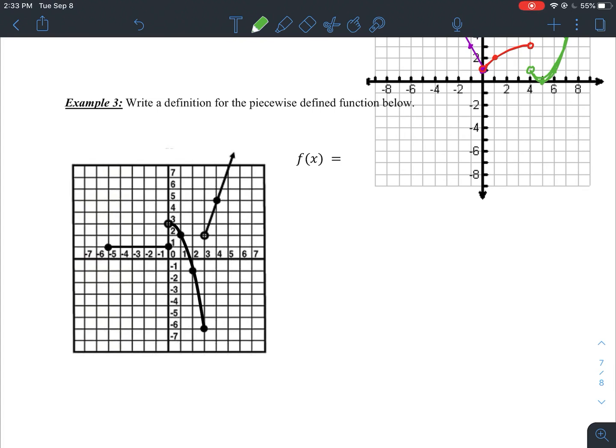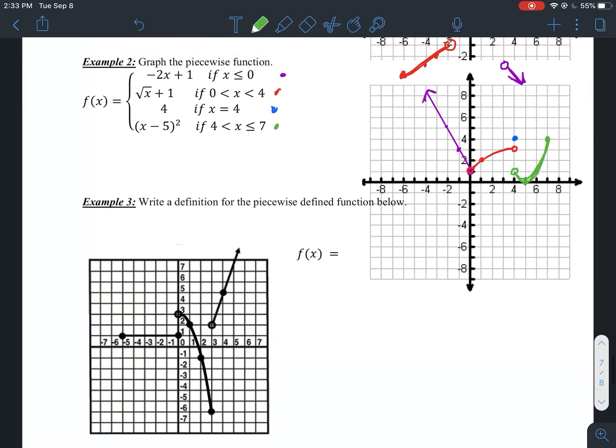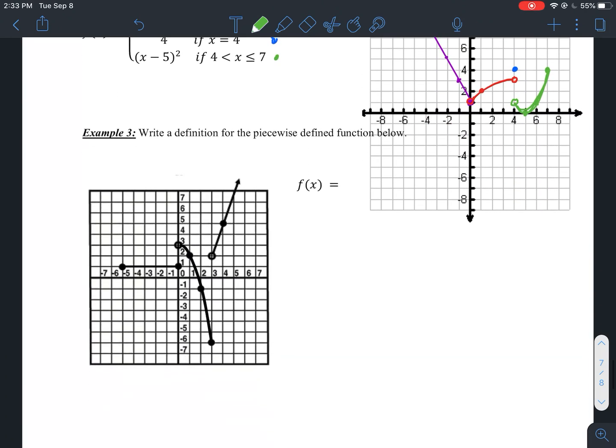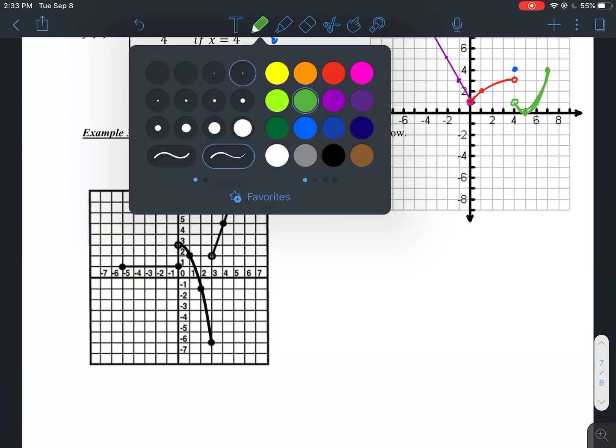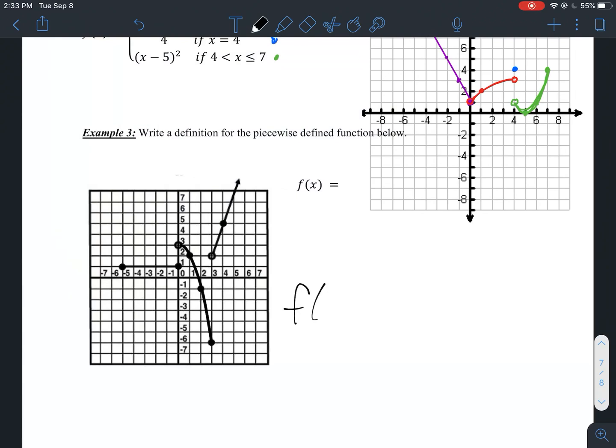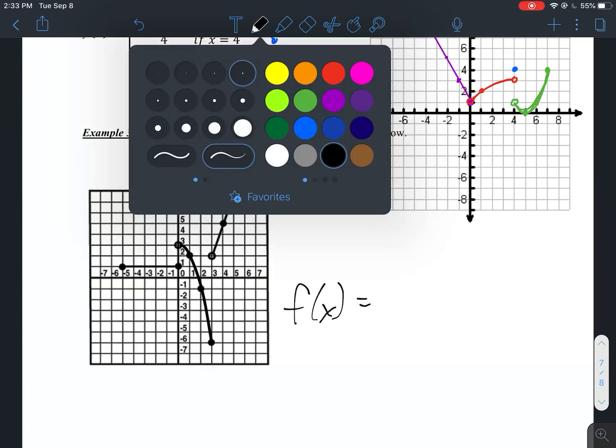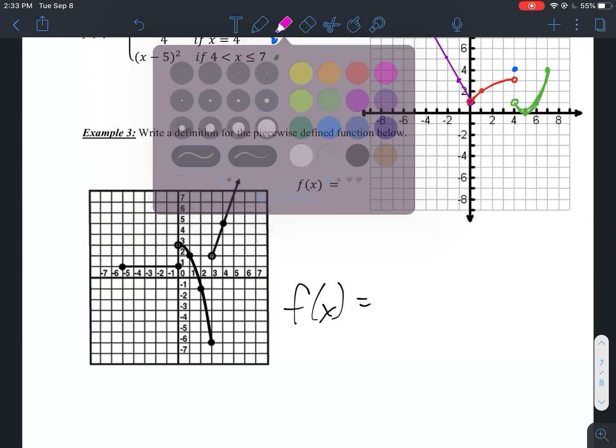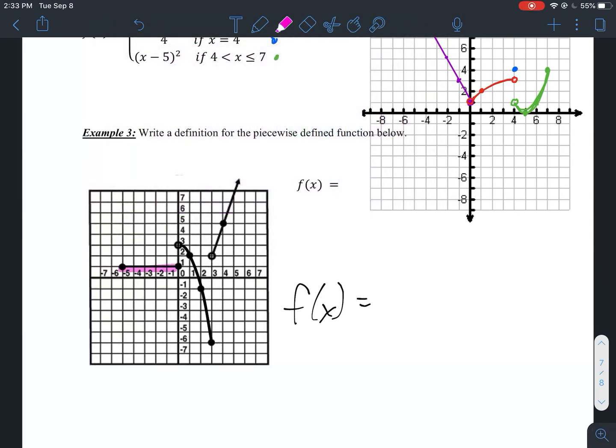Okay, lastly, number 3 here says, write a definition for the piecewise function defined below. So again, I'm going to use some different colors here so you can match things up. Here's the first piece. And this one is actually the first piece because we want to read left to right here. Let's write the domain down for that first. The domain is from -5 to -1. And we include -5 and -1 because they're both closed circles.